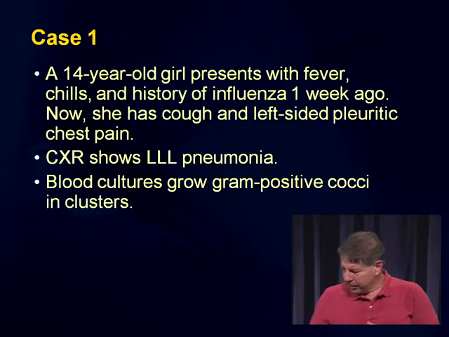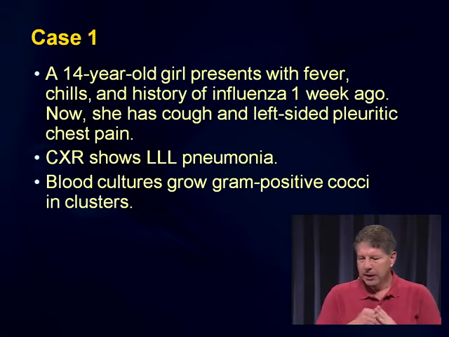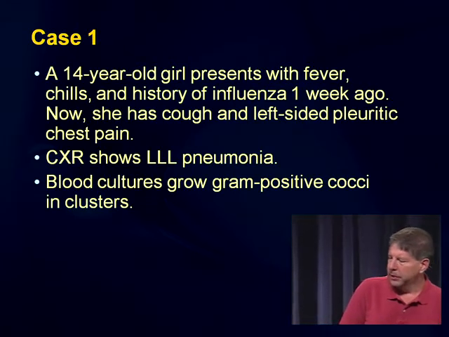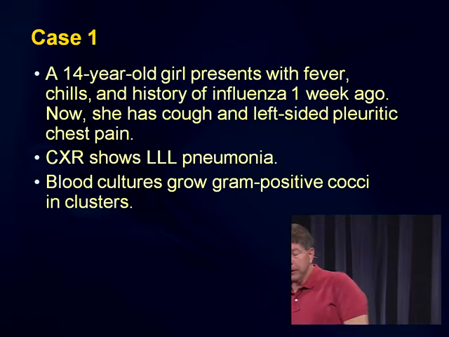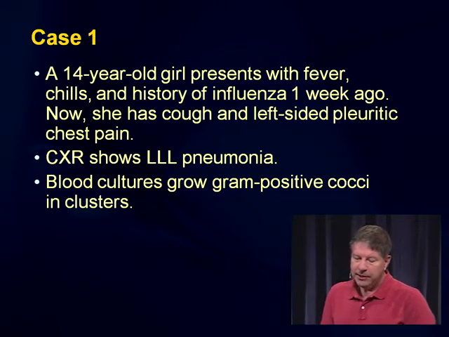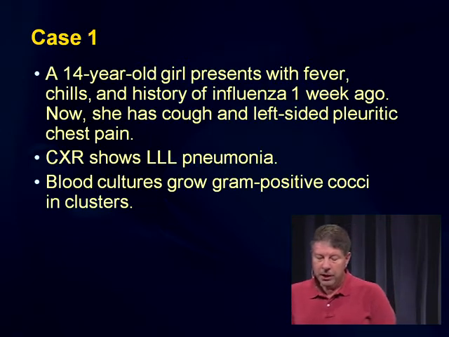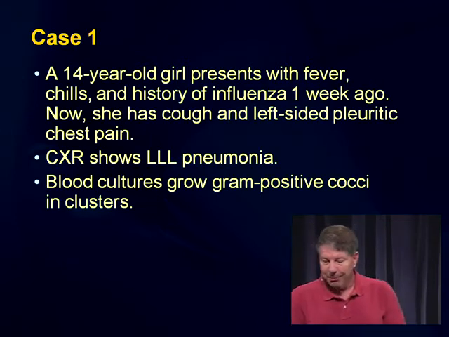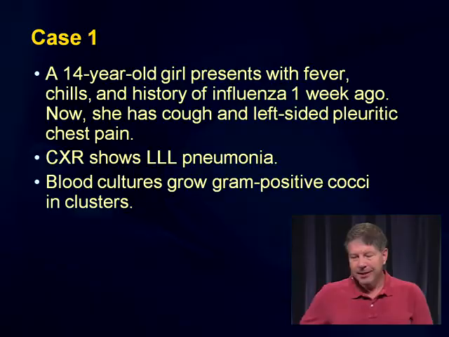All right, well, let's just get started with the question. So this is a 14-year-old girl. She presents with fever, chills, a history of influenza 1 week ago. Now she's got cough and left-sided pleuritic chest pain. Her chest X-ray shows a left lower lobe pneumonia. Her blood cultures grow a gram-positive cocci in clusters, and it says click here.